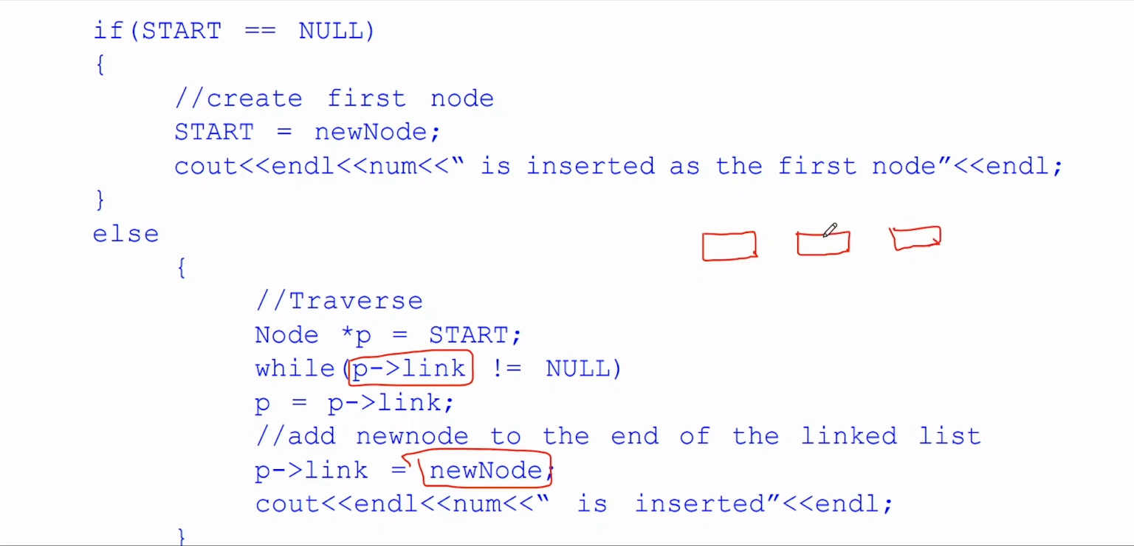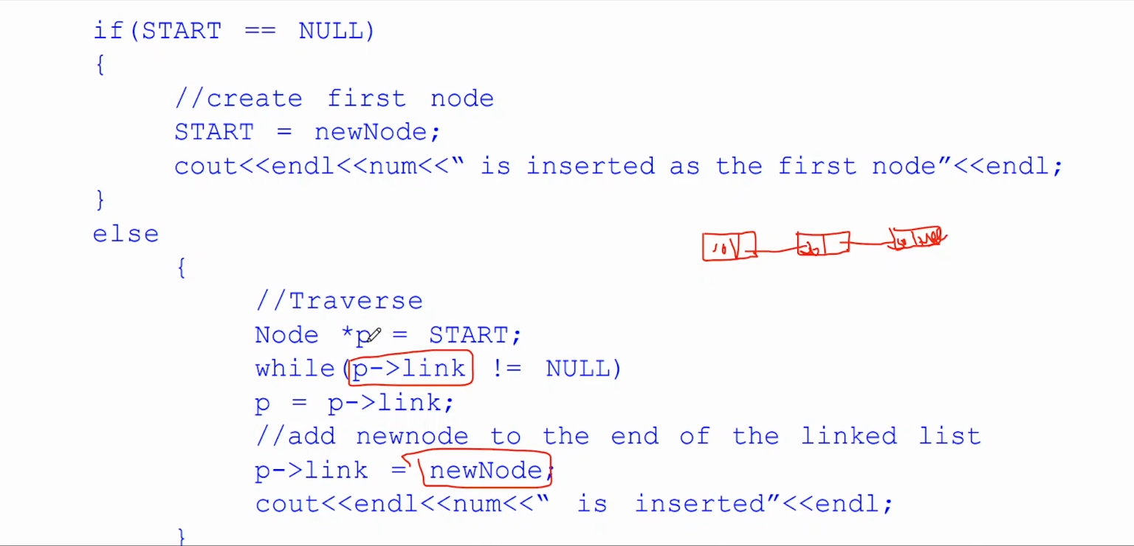Imagine this is 10, this is 20, which we already discussed, and this is 30. This is very important. This link field is null. So this one is not null, it contains an address. This is not null, this contains an address, but this contains null.